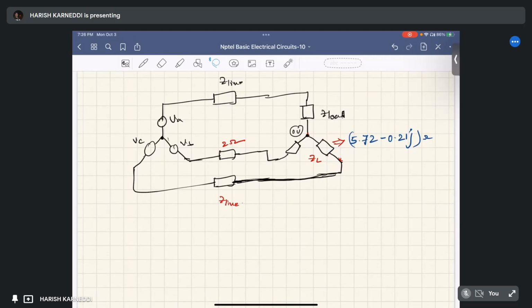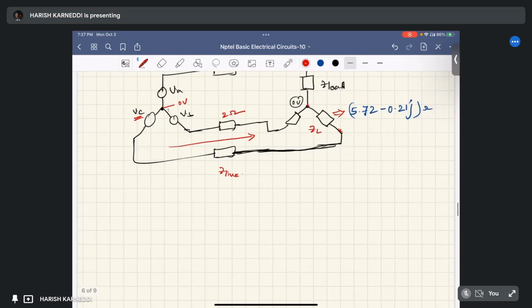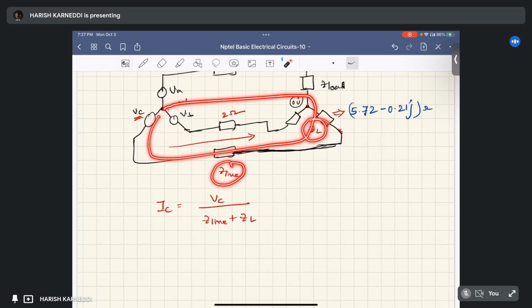So this is VC. Here the voltage is 0 volts and here it is 0 volts. So we can find this current IC equal to VC by Z line plus Z load. Why? Because these two are connected in series and we can apply KVL like this. Why? Because this potential and this potential are at the same voltage, same potential terminals, and this is neutral.